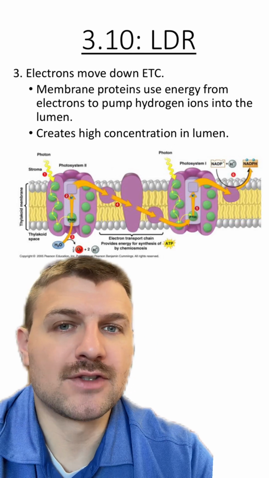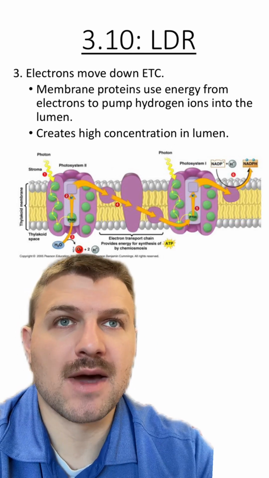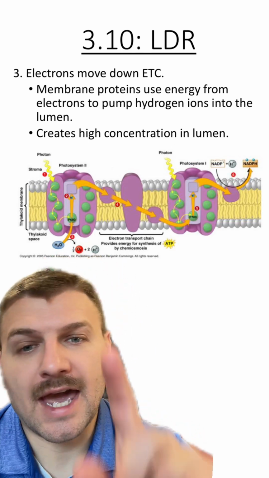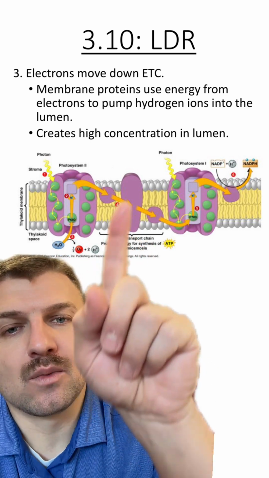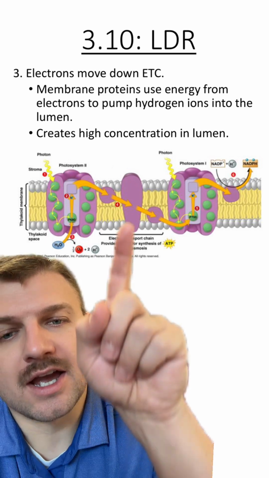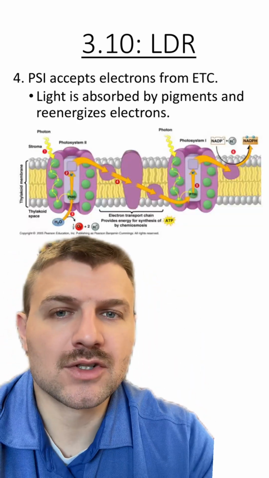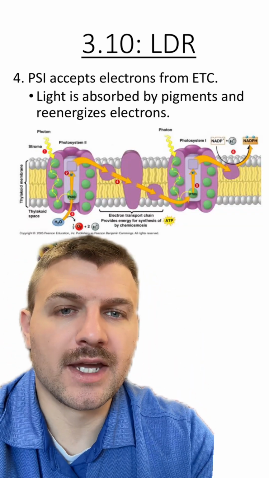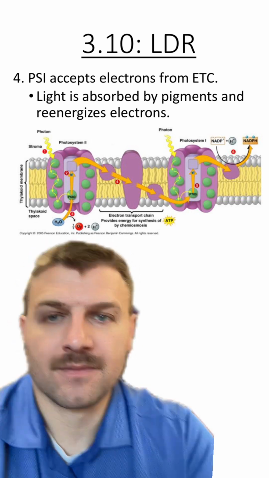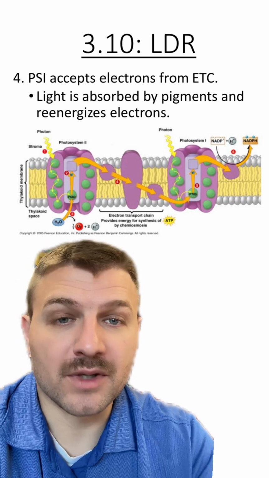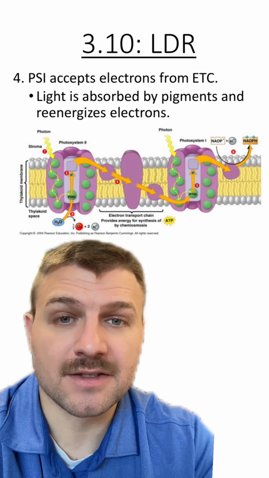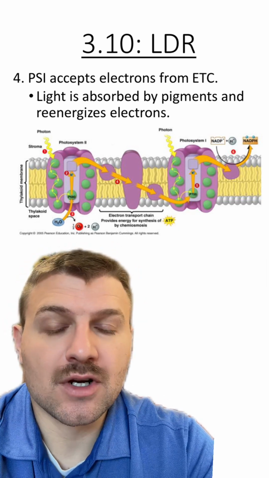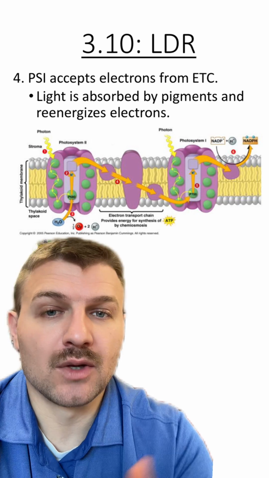So now we already have two locations where we're increasing the amount of hydrogen ions in the lumen. We have where the water is being broken, and we have the electron transport chain, where they're funneling more hydrogen ions into the lumen. The electrons are then going to make their way to photosystem 1. Here, the electrons are going to become re-energized by more photons of light being absorbed by the pigments in the photosystem. So again, the electrons are going to become energized at this point once again.